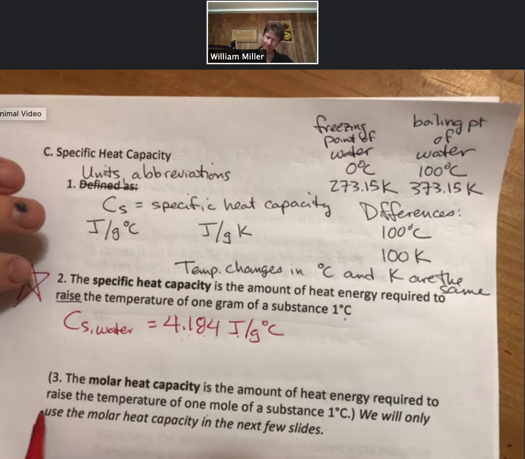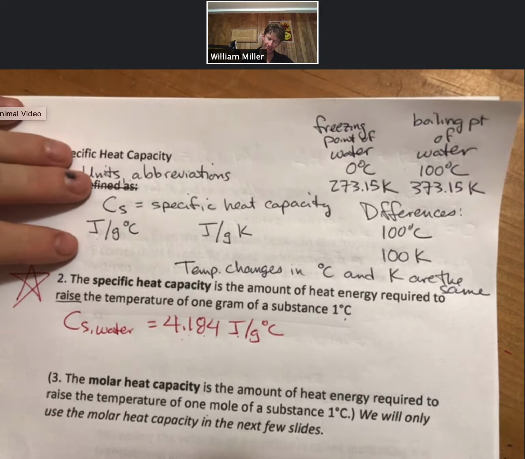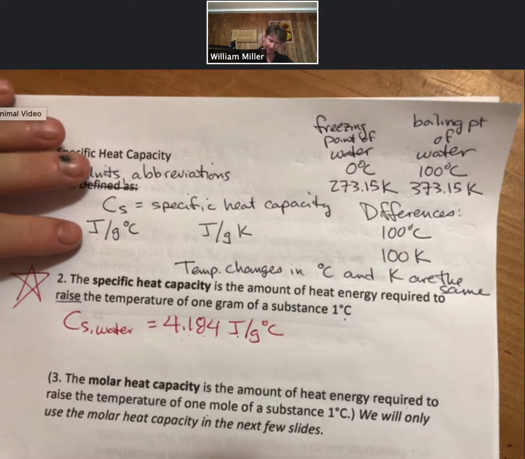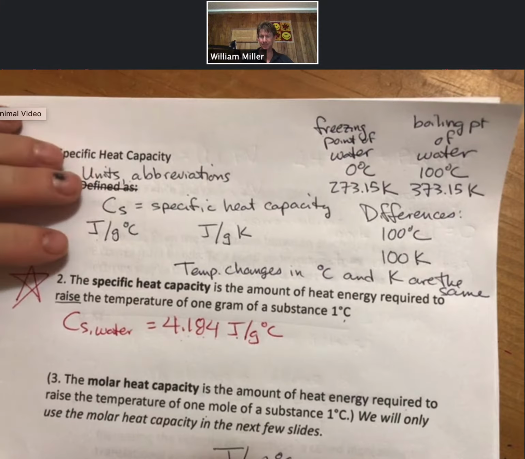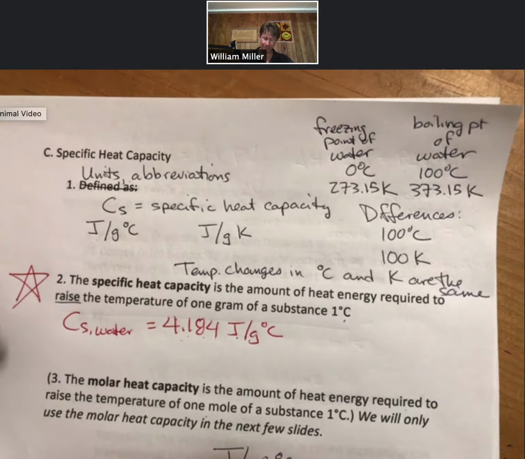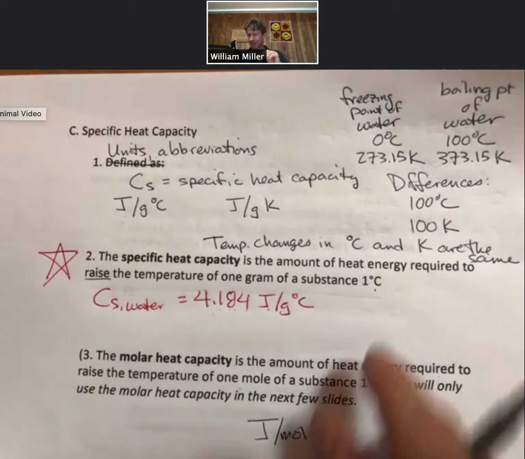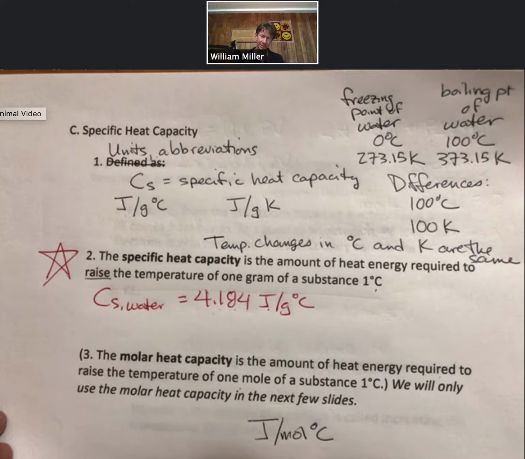For the next couple of slides, we're going to talk about something called the molar heat capacity. It is the amount of heat energy required to raise the temperature of 1 mole of a substance by 1 degree Celsius, and therefore it has units of joules per mole degree Celsius. This one has the red star because that's what we use most of the time, but let's talk about molar heat capacity for a few slides.